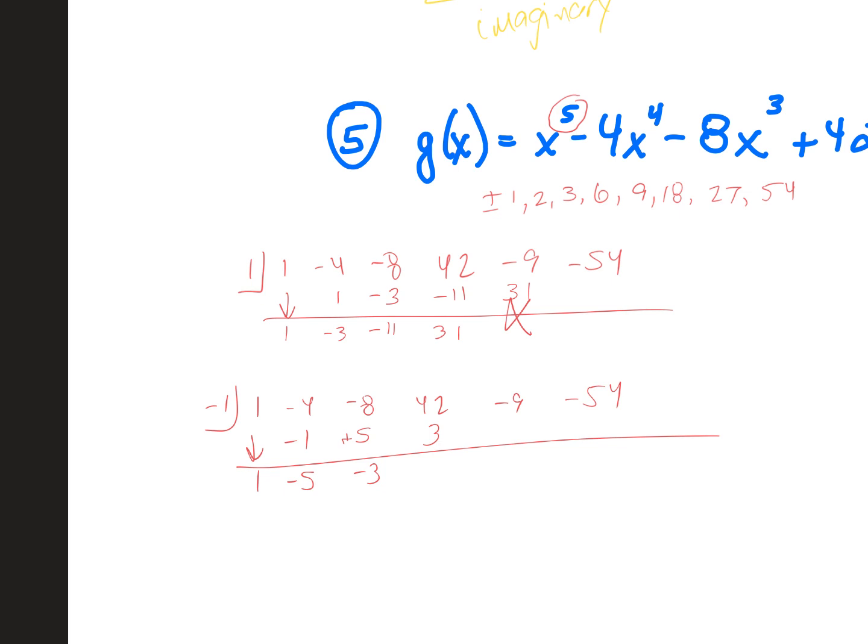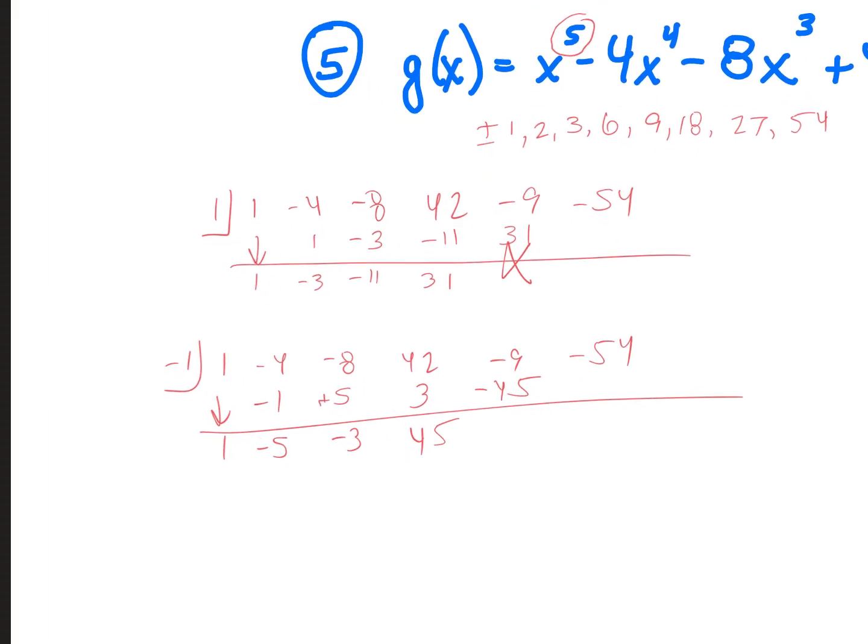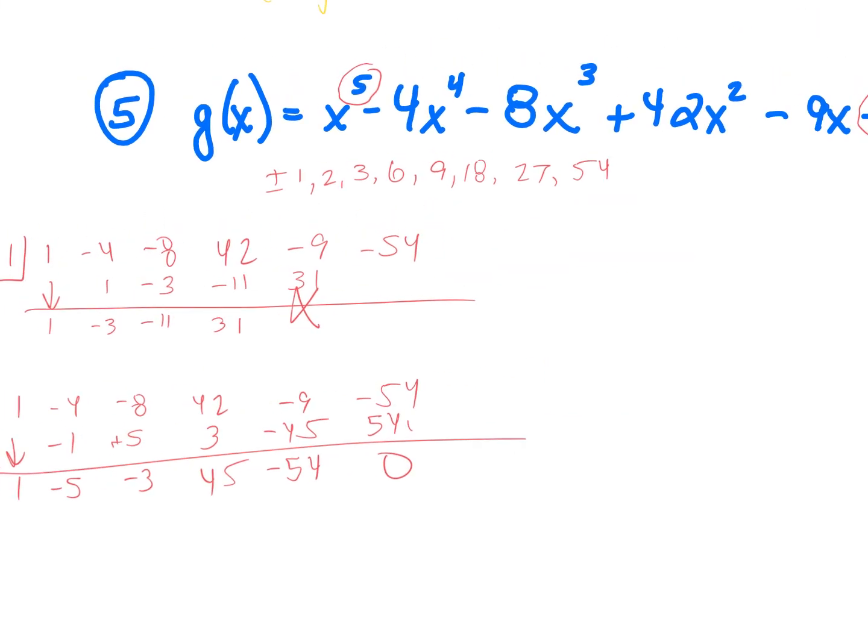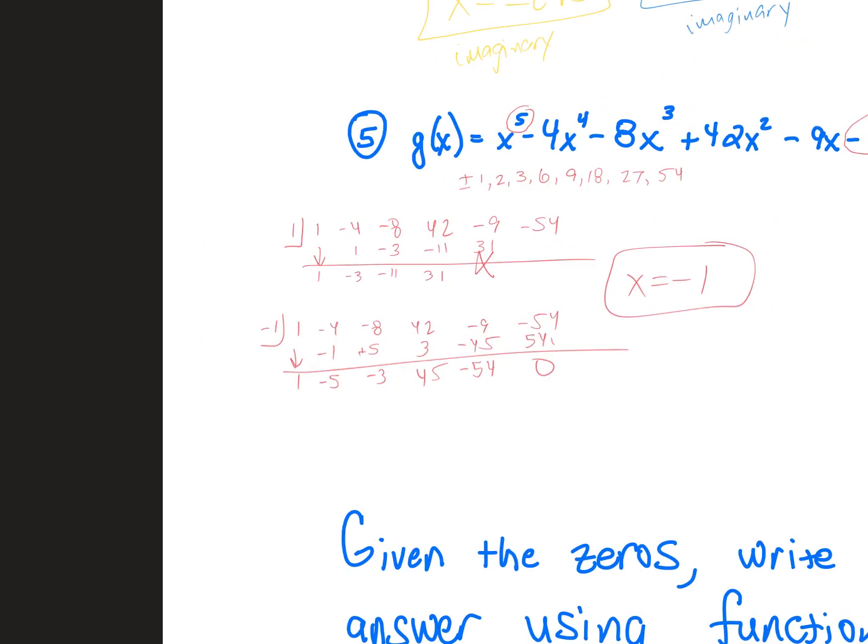What's 42 and 3? 45. What's 45 times negative 1? Negative 45. Hey, guys, what's negative 9 and negative 45? Negative 54. What's negative 54 and a negative 1? Positive 54. So what did you just prove here? x equals negative 1 works. It is a factor.